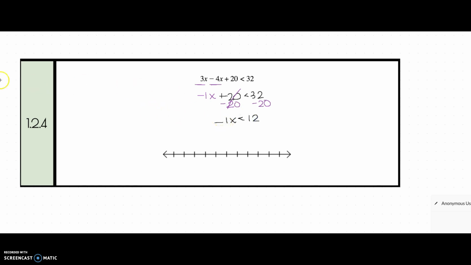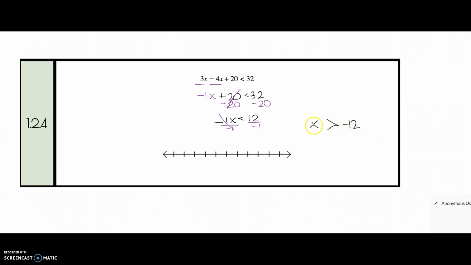And my last step is to get rid of that negative 1 out in front, since those are squished together and they're being multiplied. So I'm going to divide by negative 1 on both sides. Whenever I multiply or divide by a negative, I have to flip that sign. So since I divided by negative 1, I want to flip from a less than sign to a greater than sign. I have x over on this side, and 12 divided by negative 1 is negative 12.